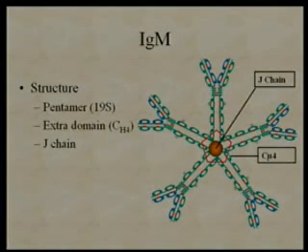Now, when it exists in this pentameric form, there's also another protein associated with it, and that, as we indicated here, is J chain. And in fact, this J chain is important in getting this thing polymerized into this pentameric form. In fact, what you'll see is all the classes of immunoglobulin that are polymerized forms or have multiple units will have J chain. J chain is important in that process. Okay, so this is the J chain.